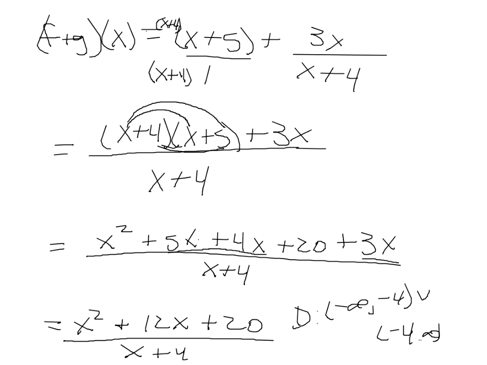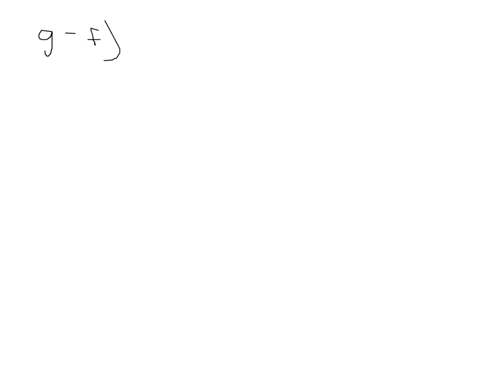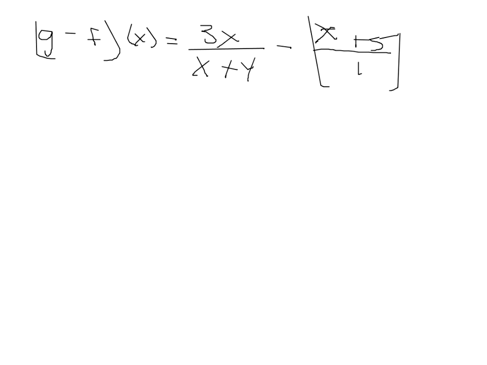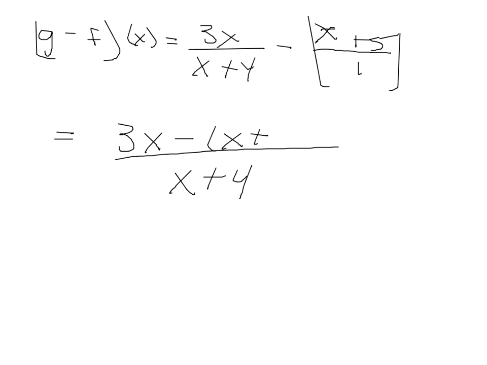Now let's take a look at this, because on the next screen we're going to talk about g minus f. These are going to change places, but all that's really going to happen is this plus is going to become a minus. So g minus f of x is 3x over x plus 4 minus x plus 5, which is over 1. Again, I need a common denominator, and we already found that when we were doing it on the last slide.